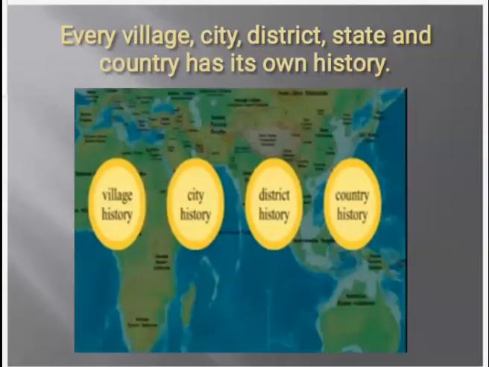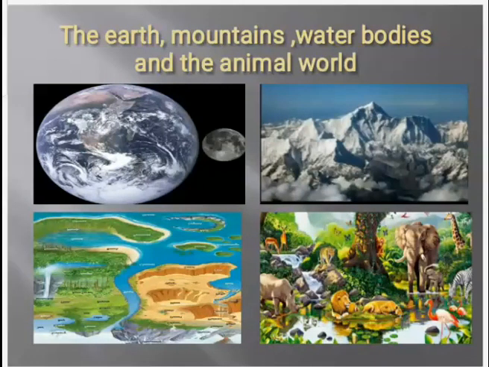Every village, city, district, state and country has its own history. For example, our country India has the history of its freedom. Our state Maharashtra is well known for the history of Chhatrapati Shivaji Maharaj. Similarly, the earth, its mountains, water bodies, the animal world, mankind all have their own history.